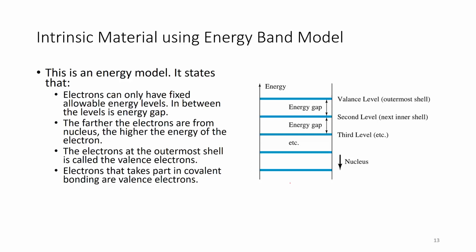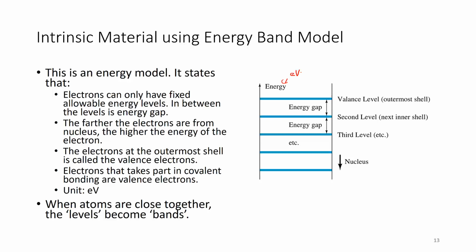So electrons that take part in covalent bonding are valence electrons, but when they are free from the valence level, it goes higher, then it becomes a carrier. So the unit here is the unit of the energy, because this is like a diagram. All right, so this is like a y-axis. So the energy here, the unit is electron volt, eV.